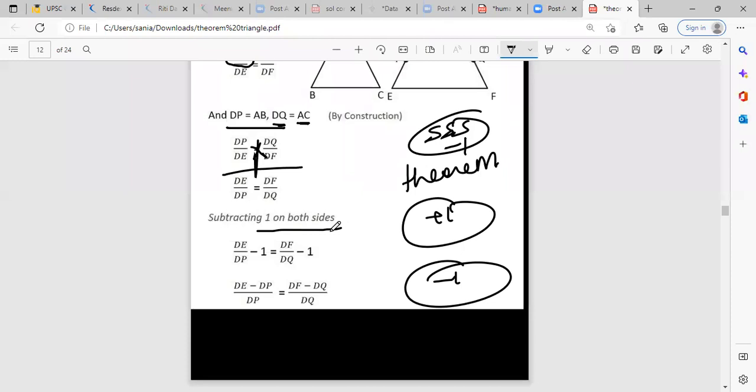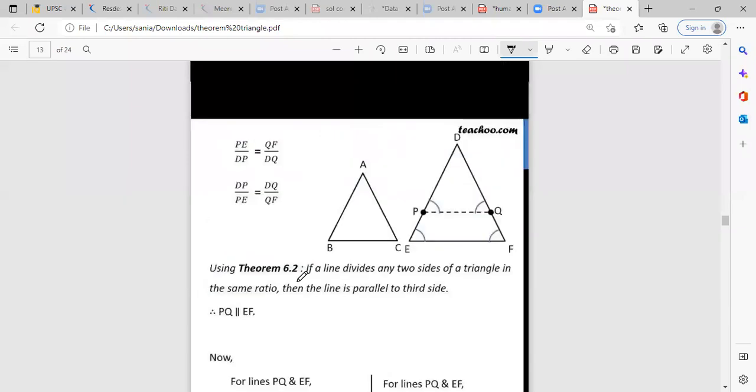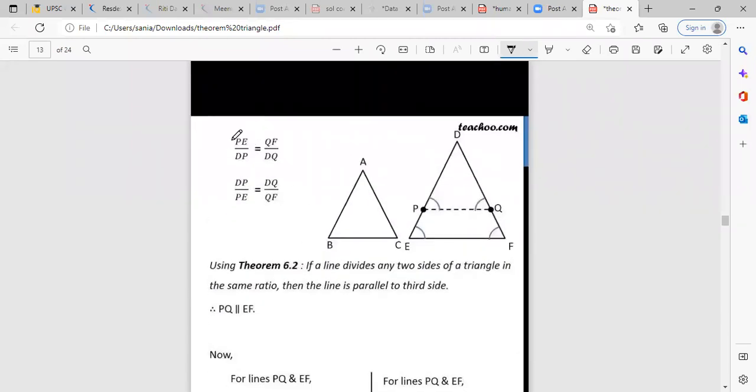That's why we are doing the theorem. So subtracting 1 on both sides, you will take the LCM. What you are getting is DP minus DE over DP, and DF minus DQ over DQ. This is what you are getting after taking LCM. When you solve it, you will get PE over DP and QF over DQ. Now again you will reverse them: DP will come up, PE will come down.